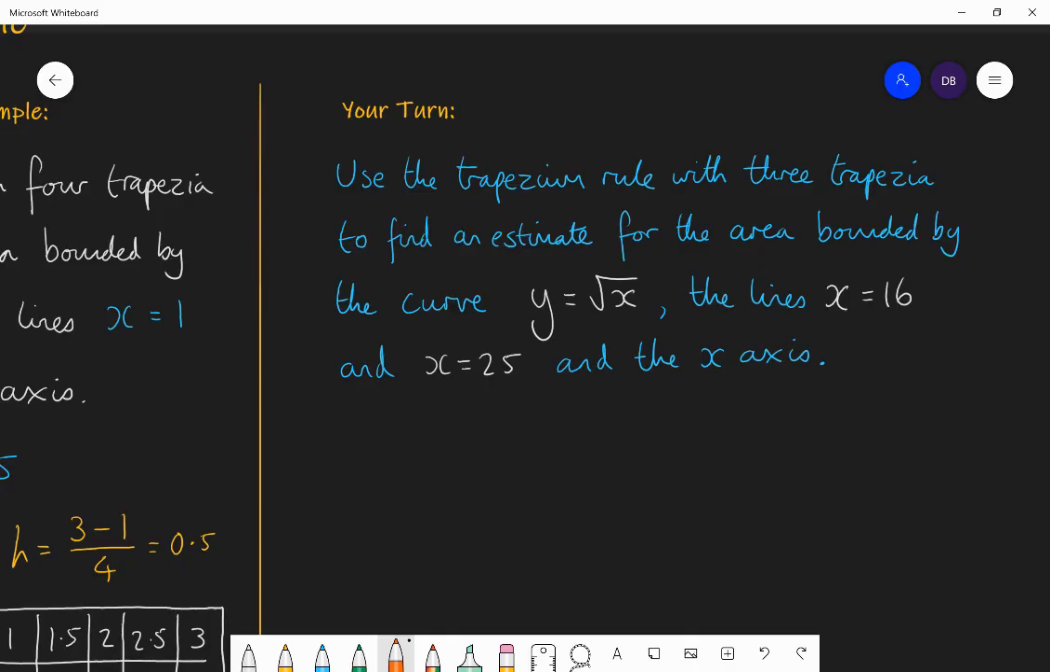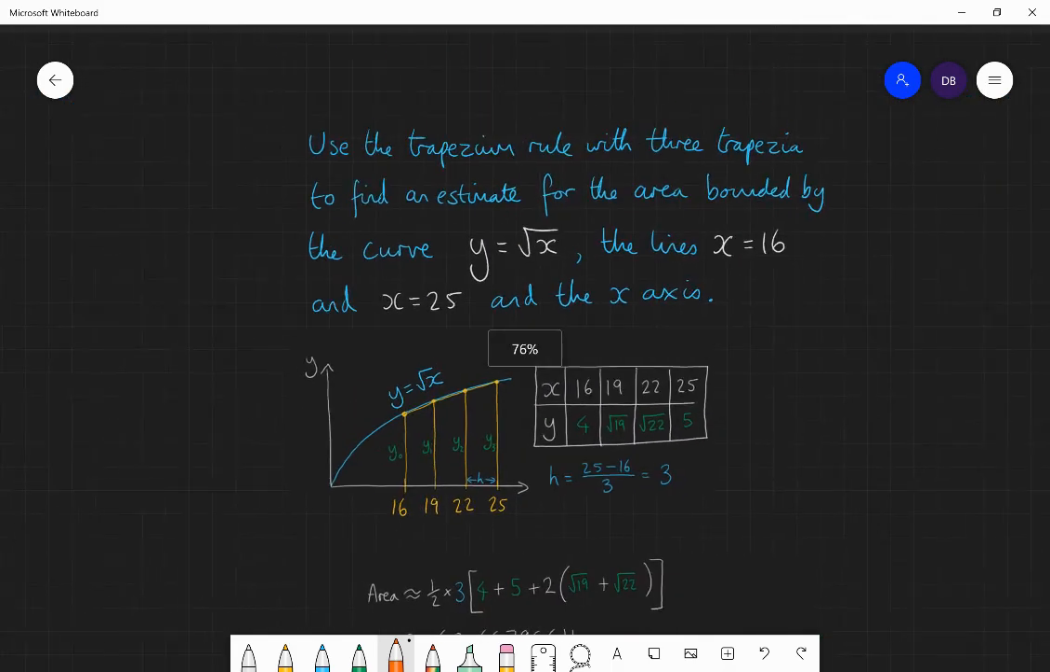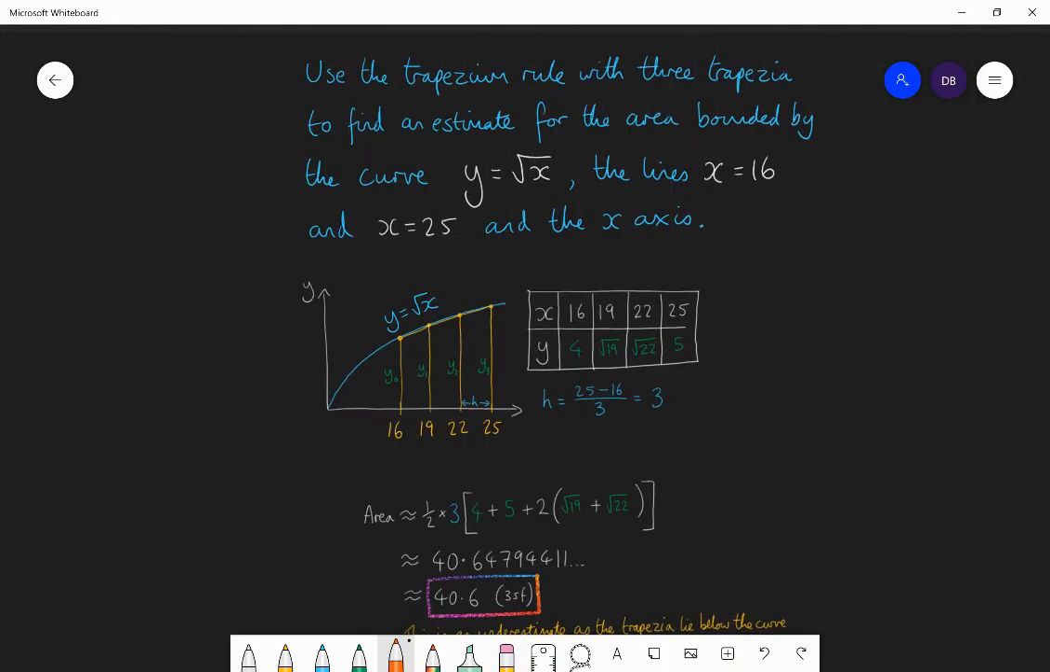Okay, so the answer to this is as follows. Your visualization should look something like this. So the y equals root x is curving down. The x values are 16, 19, 22, and 25 because that will then split up the region into 3 trapezia. Since 16 and 25 are 9 apart and we want 3 trapezia, each width is going to be 3 apart. So 16, 19, 22, and 25.